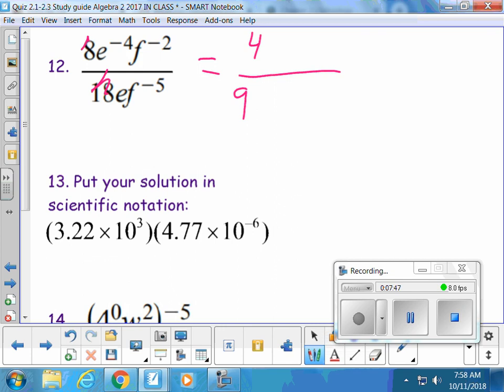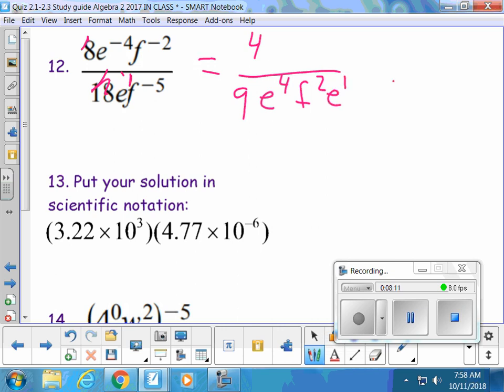So I'll point and you tell me whether I need to flip. Do I need to flip the e to the negative 4th? Yes. So let's flip it, make it a positive 4 as the exponent. Do I need to flip the f to the negative 2? Yes. So put him in the bottom, make his exponent positive. Now, really think hard about this e. It's technically e to the 1st right now. So does it need to flip? No. It can stay put.